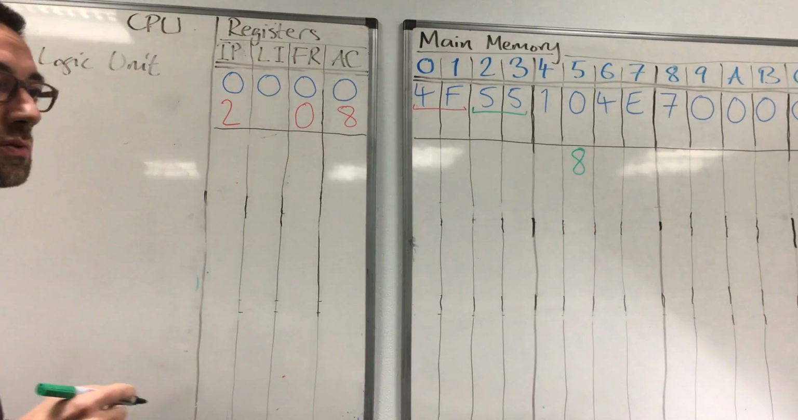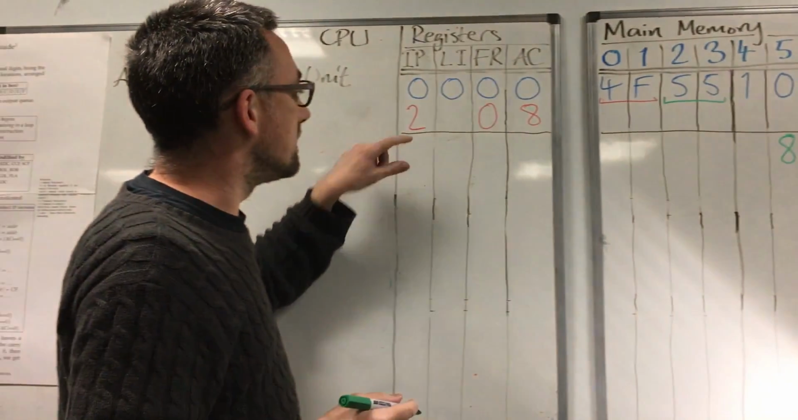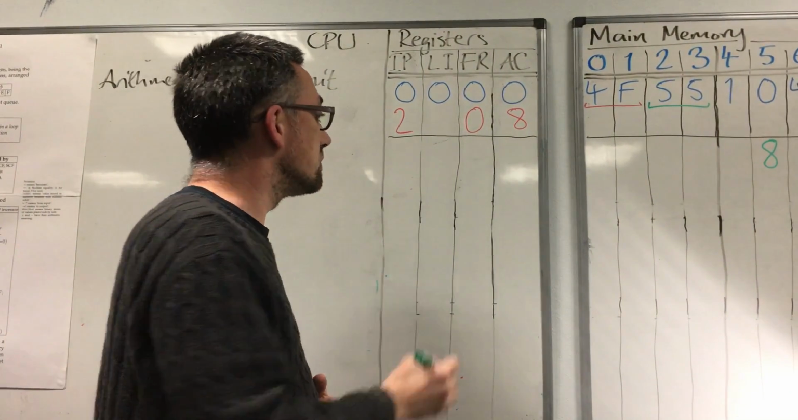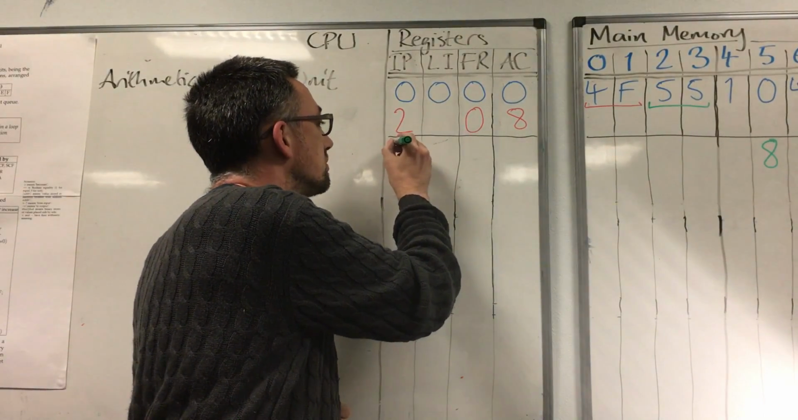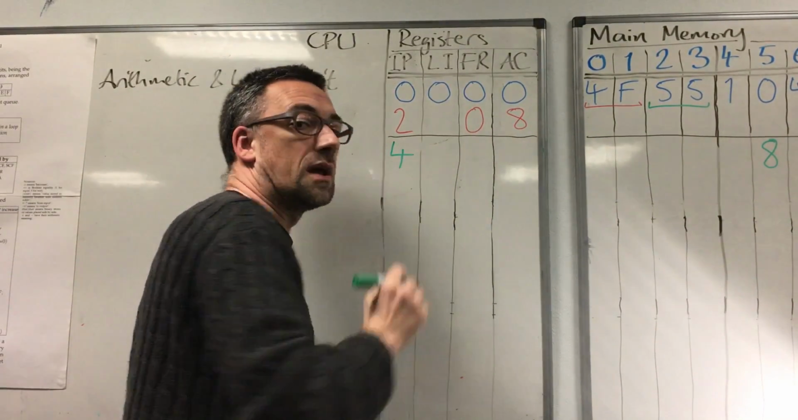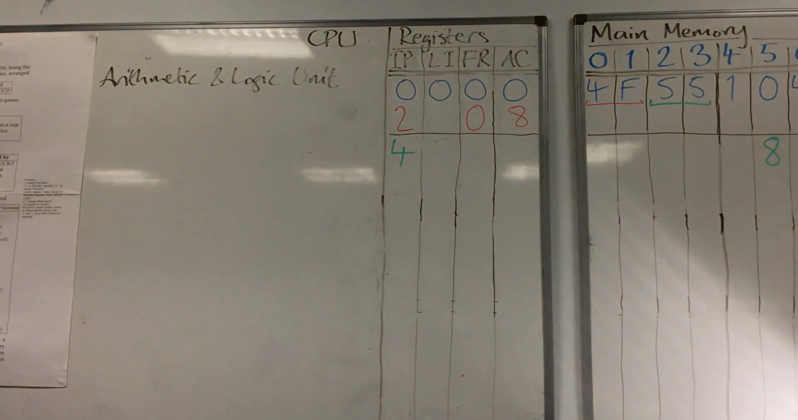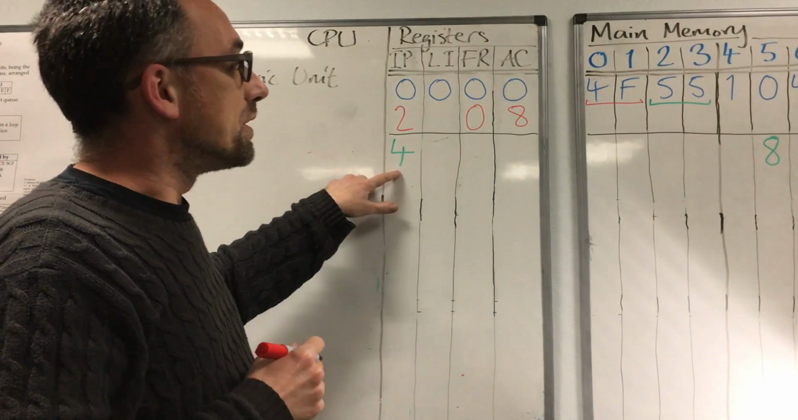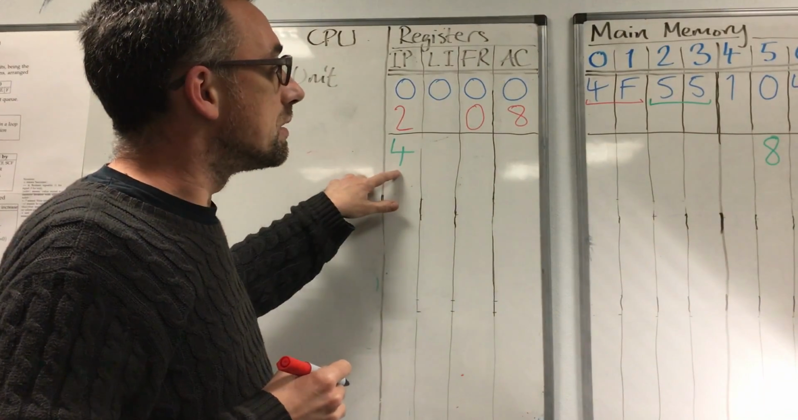And we should also update the instruction pointer by adding the size of the instruction, which was 2. So now the instruction pointer is 4. And we'll go round again from this configuration with the instruction pointer being 4.